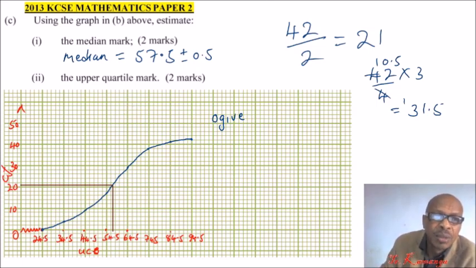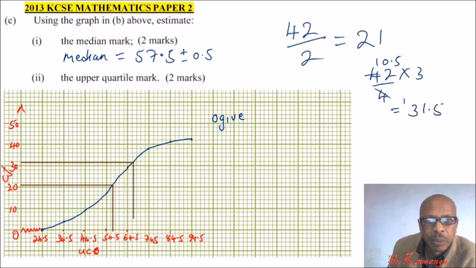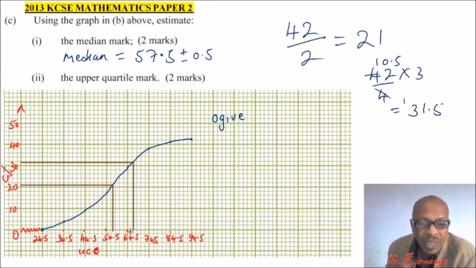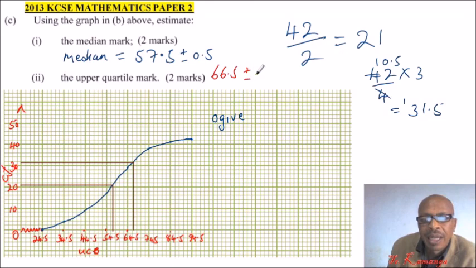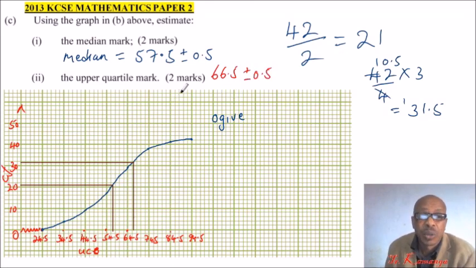So you do the same, you identify 31.5, which is roughly there. You get it around there, then you drop down to get the value, and this will give you 66.5. So you say this is 66.5 plus or minus 0.5, the error that you accommodate. So that is the upper quartile mark, and that is how you do that question to be able to get 10 marks. I hope you have followed. You can try other questions from your exercise books, your textbook, or other past papers, and I hope you have understood.